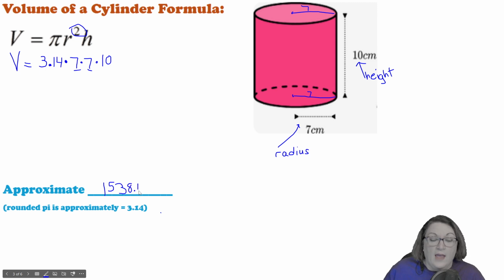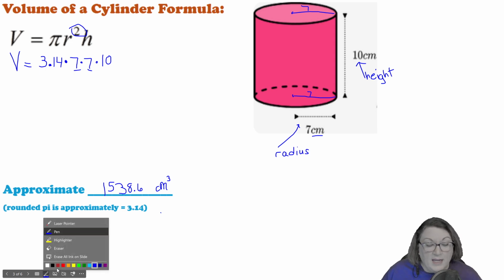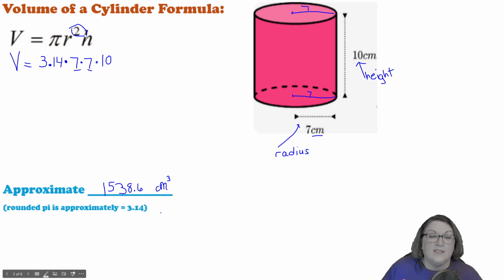1,538.6. And that's going to be centimeters cubed because we're talking about volume. So centimeters and then a little tiny 3 exponent there for cubic centimeters. Okay, so that's the approximate value. Now, what do they mean by varying solutions to this?